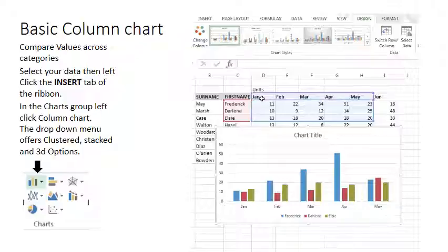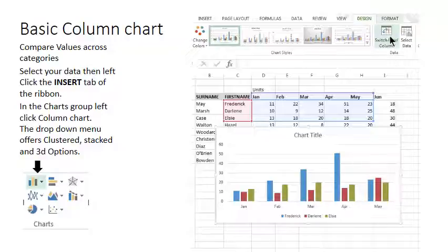So I have the labels for months of the year, January, February, March, April and May. And we have the data points, the categories of first name, Frederick, Darlene, Elsie. Here they are. And they have their related data points for each of those months.